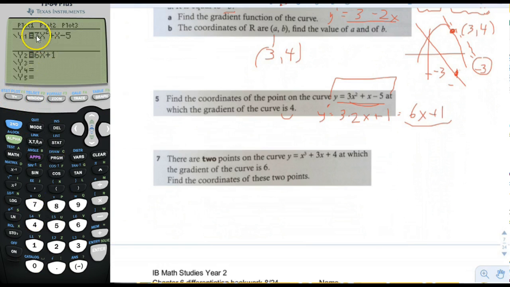Okay, so I programmed the original function, the quadratic, 3x squared plus x minus 5, into y1. Then I programmed the gradient function, which we found through differentiation, into y2. Then I graph it. And of course I see a parabola and a line. The line is the gradient function, of course. Now I want to see, when does the gradient function equal 4? So I can see that easily with the table. So I'll do second table.